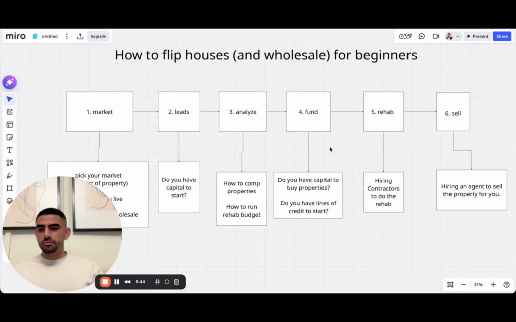And then probably the most important part, number 4, fund the deal. Where are you going to get the capital to fund it? Then 5, rehab the deal. And then 6, sell it and then take home that profit.